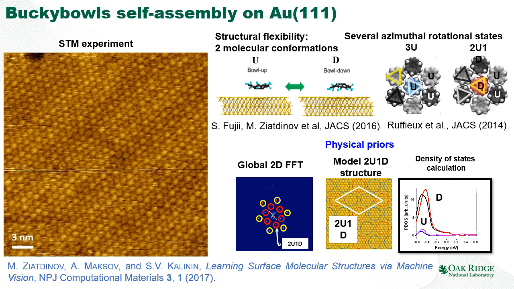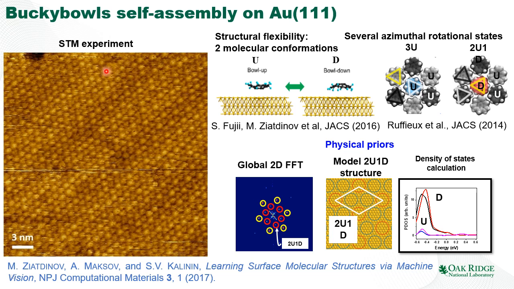The molecule has a shape like this, so it's a ball, and the ball can be oriented up or down on the sample surface. In addition, this molecule can have several rotation states, so it can be rotated at different angles with respect to the lattice.